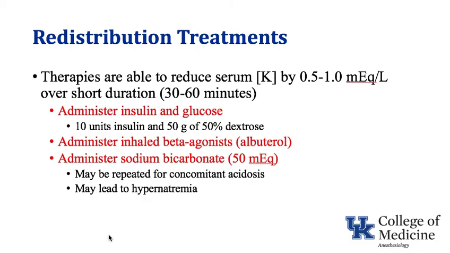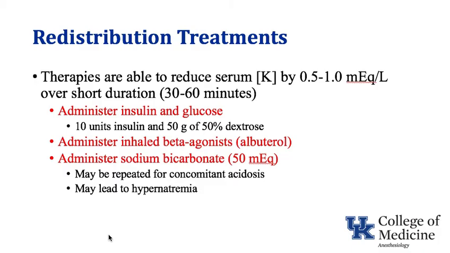First, we'll talk about redistribution therapies. In general, redistribution therapies are able to reduce serum potassium concentrations by approximately 0.5 to 1 milliequivalent per liter over a relatively short duration, 30 to 60 minutes. These include the use of insulin, inhaled beta agonists, and sodium bicarbonate. When you use insulin, please remember that you must also give glucose to prevent severe symptomatic hypoglycemia.